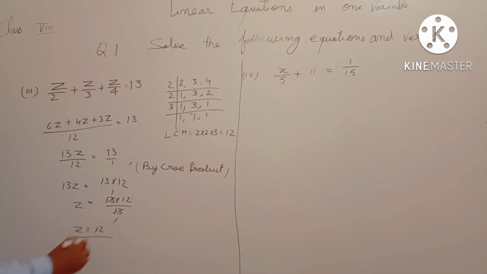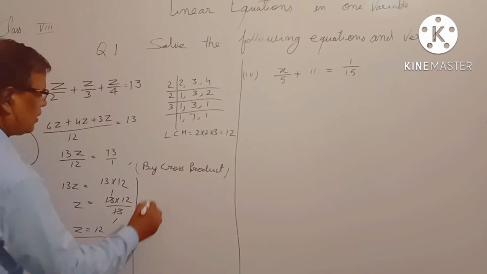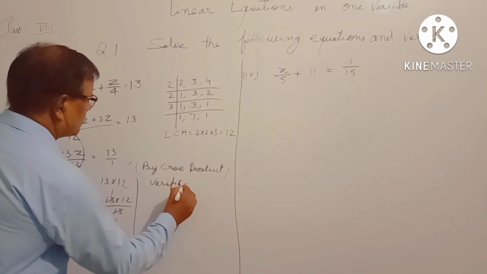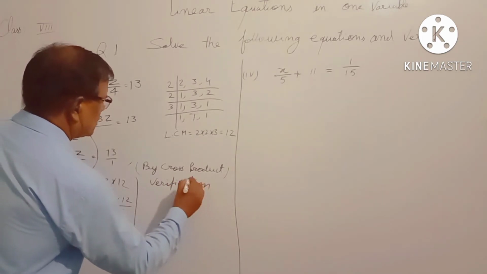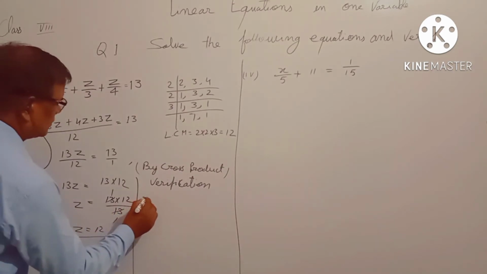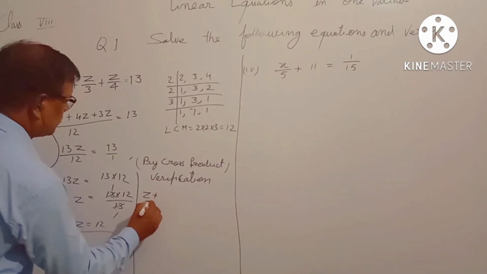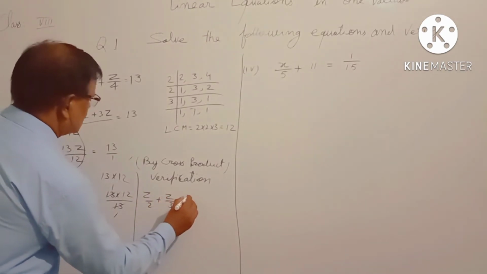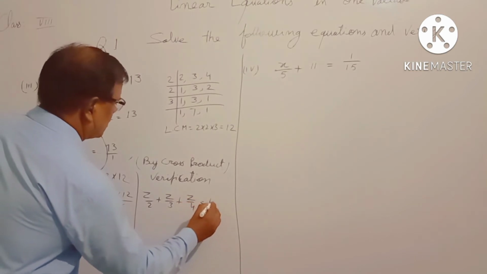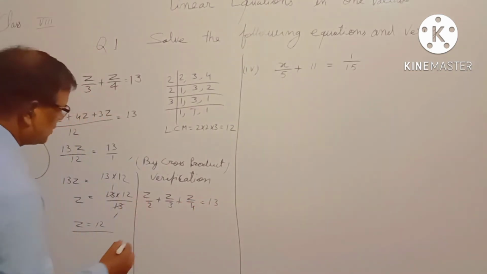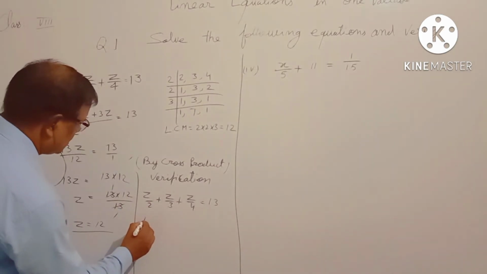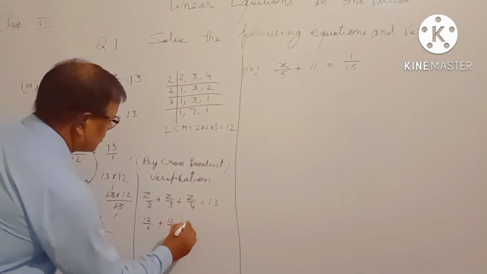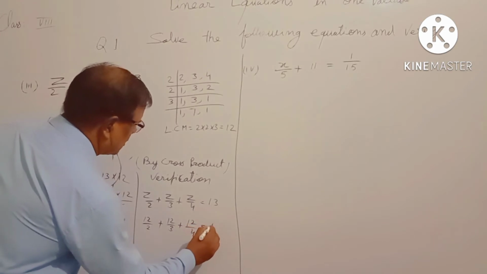Now we verify it. The verification is this. We will verify z by 2 plus z by 3 plus z by 4 equal to 13. So we write the value of z, this we have found, it is 12. 12 by 2 plus 12 by 3 plus 12 by 4 equal to 13.